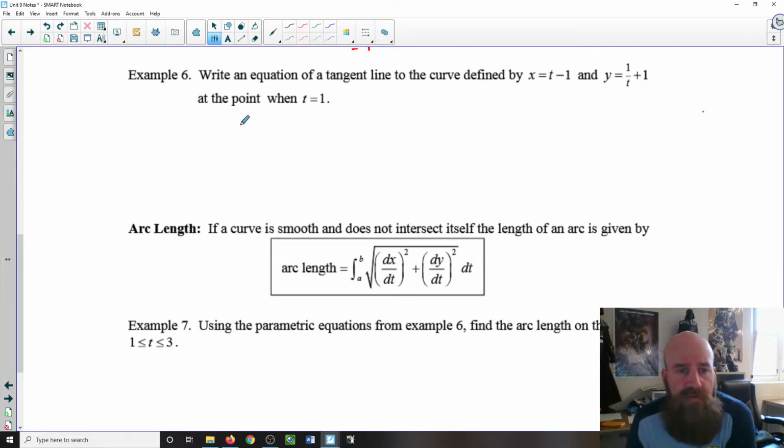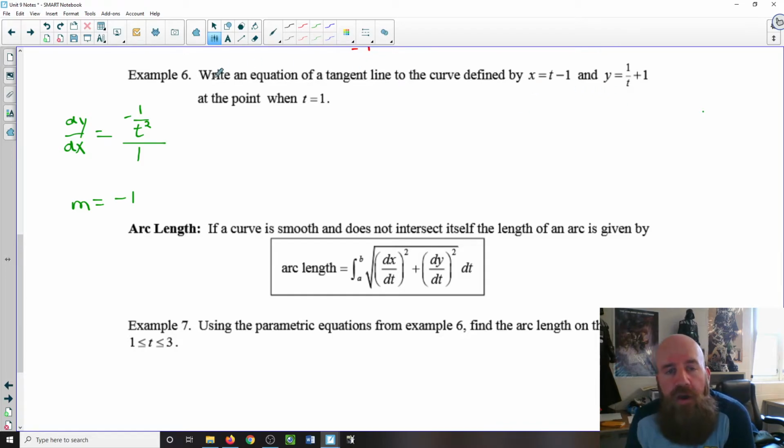So we need slope first, or a point, whichever you want to do first, but I'm going to go ahead and do slope. So we know we are doing the first derivative of our parametric. So derivative of y is -1 over t squared divided by derivative of x, which is just 1. So there's our slope equation. So now we can go ahead and plug our t value in. So if we plug our t into our slope equation, we end up with our slope equals -1.